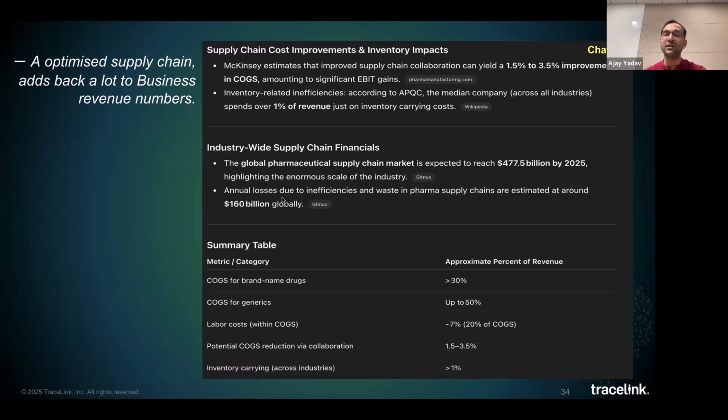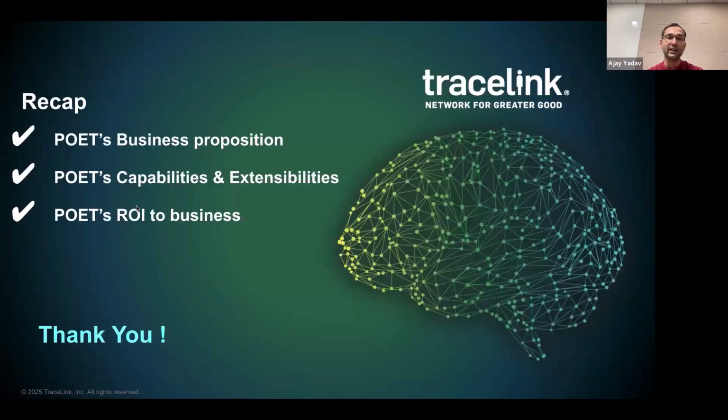A lot, because these are the stats which are evident from the market that you have seen so far. So that is what the business really gets when they use the right tools to empower their business and optimize their operations in the supply chain. So with that, I will take a quick recap of what we discussed and what you have understood. We've understood what is Poet's business proposition, what are the capabilities and extensibilities that can be done on Poet, and what's the ROI when someone uses Poet for their business.